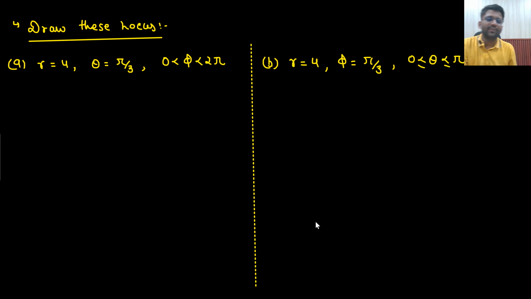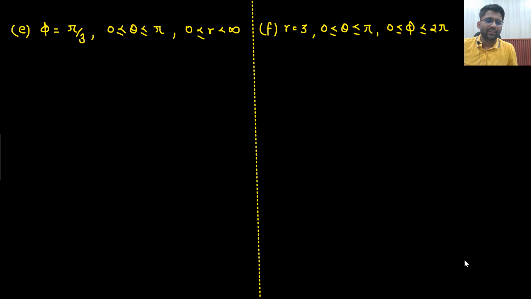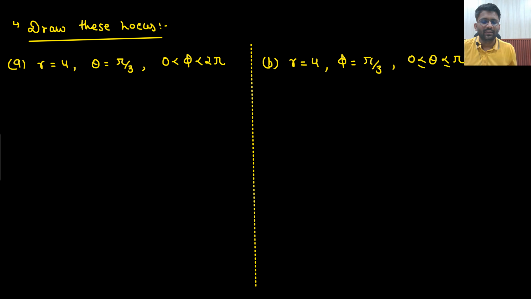r equals 4, theta equals pi by 3, phi going from 0 to 2 pi, and 1, 2, 3, 4, 5, 6. These 6 loci we need to draw. After that, it will be completed. So you can try doing it on your own. I will start the recording once the electricity comes up. Let me pause the video, drink some water, and then we will start drawing the locus.